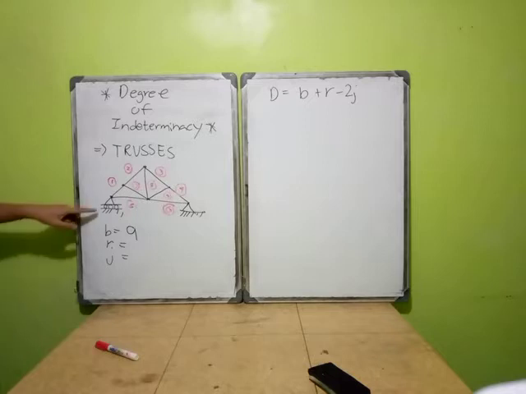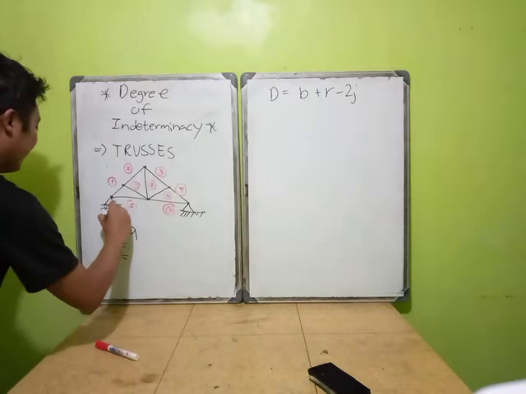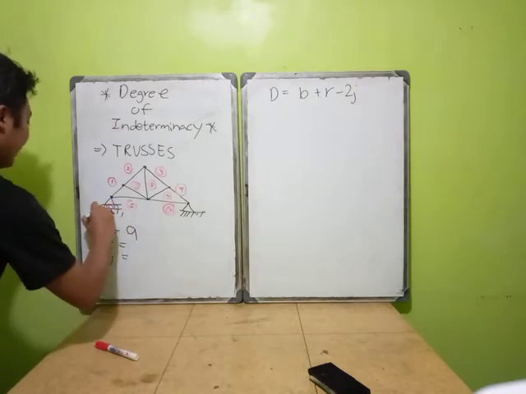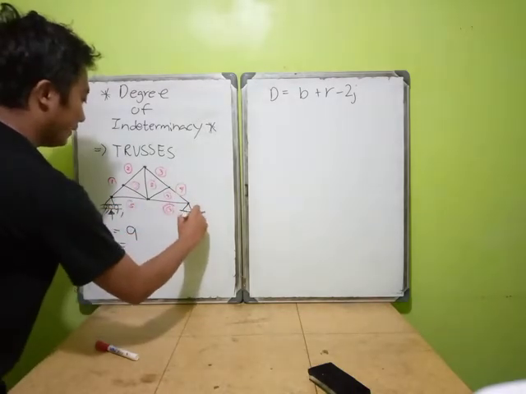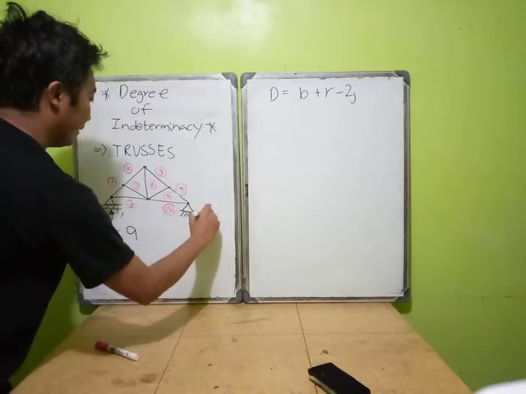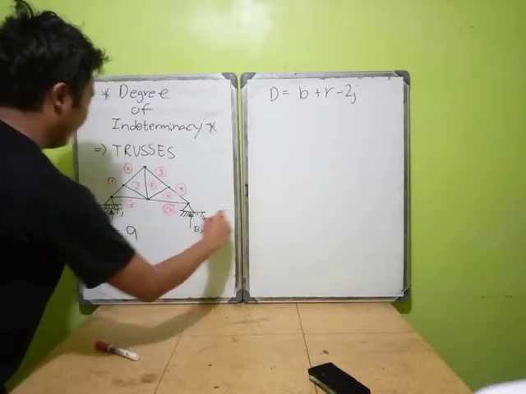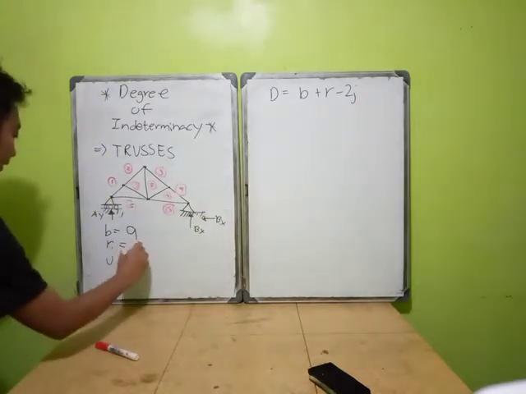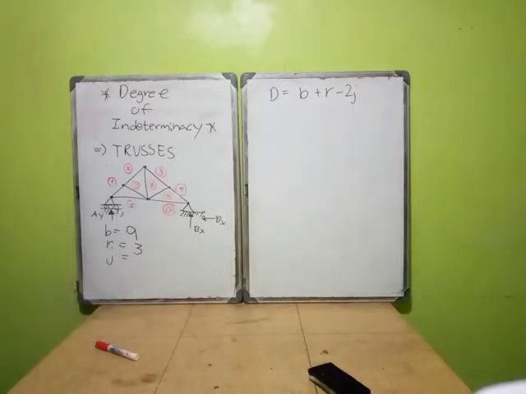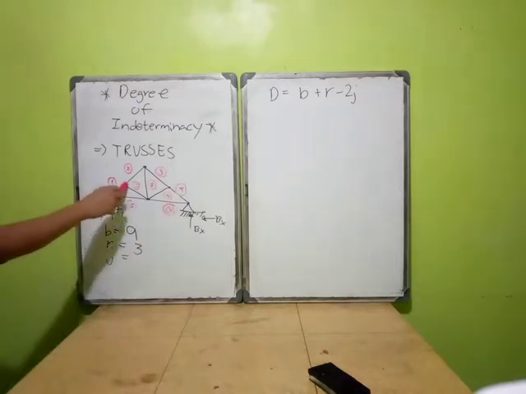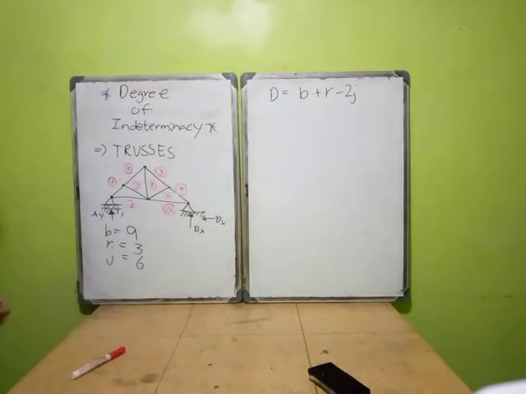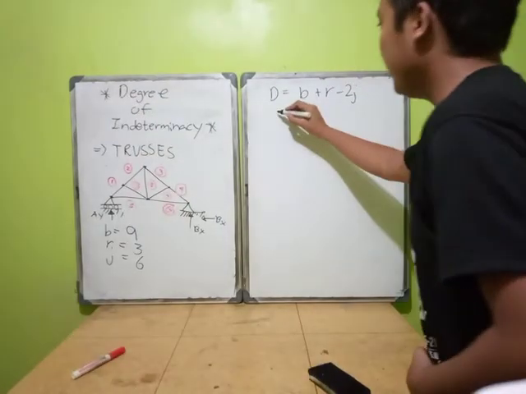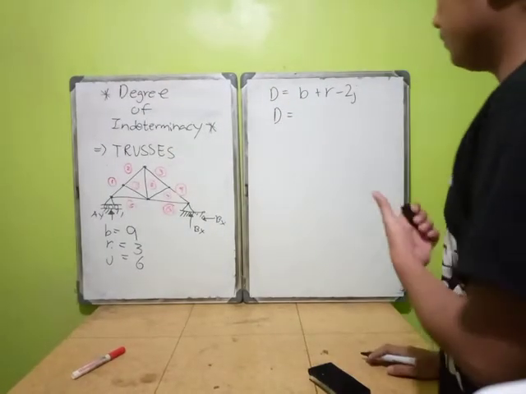How about support reactions? Obviously, this is a roller. So, isa lang yung reaction niya, which is the vertical reaction. Dito, dalawa, kasi pinned. So, BY, BX. So, yung reactions niya is tatlo. How about yung joints? 1, 2, 3, 4, 5, 6. So, 6.